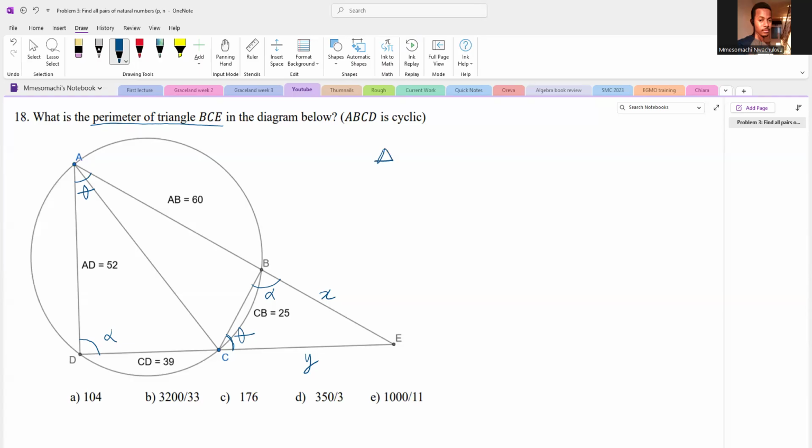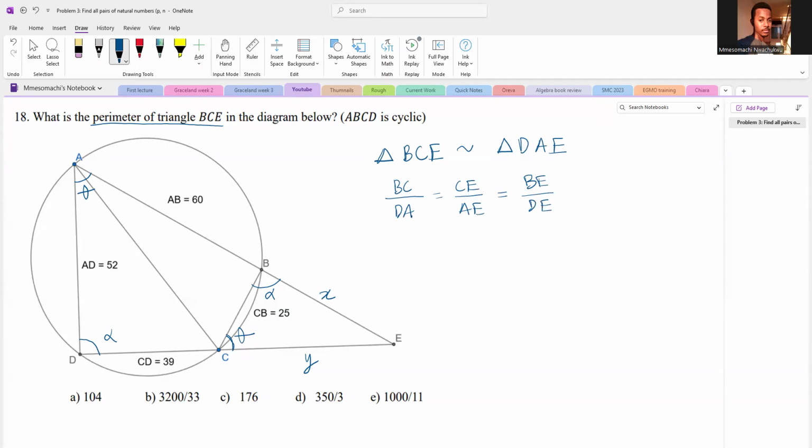So what does that give us? Our triangle of concern, BCE, is similar to triangle, in the corresponding vertices of similarity, DAE. Now we can use the similarity here. I have BC over DA equals CE over AE equals BE over DE.